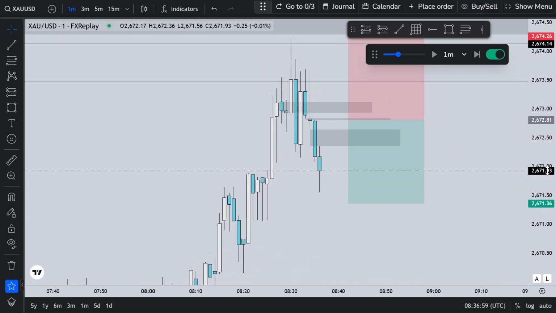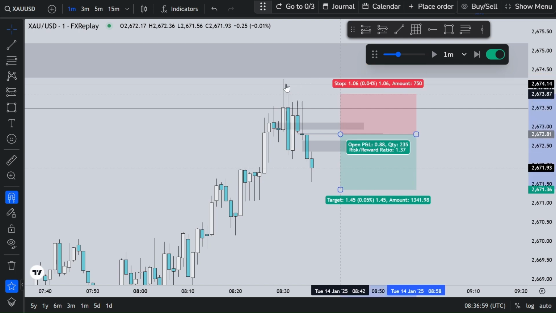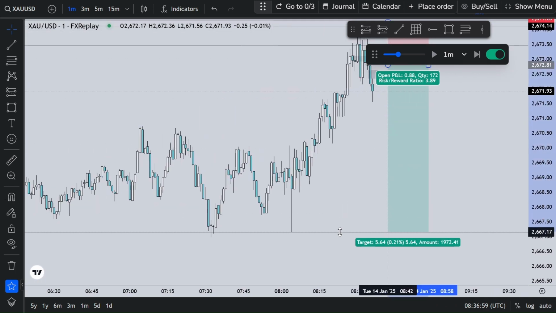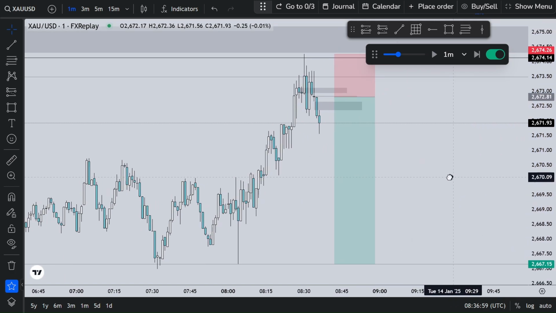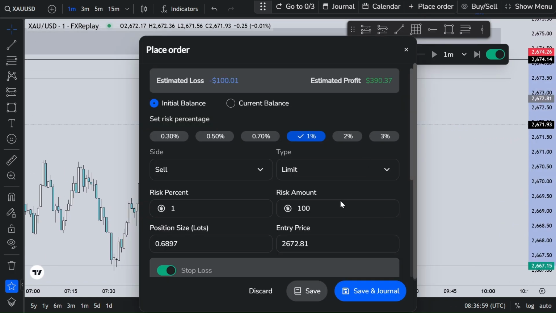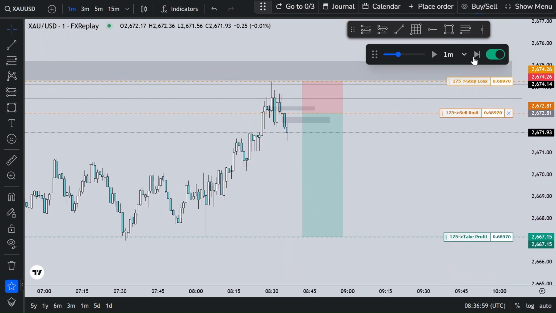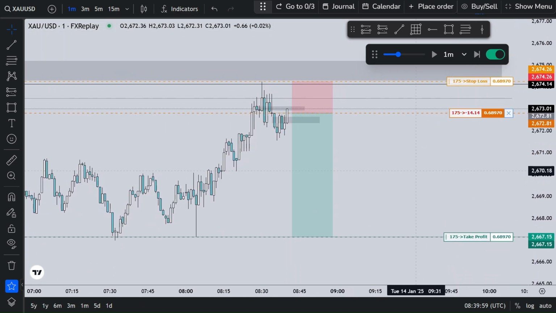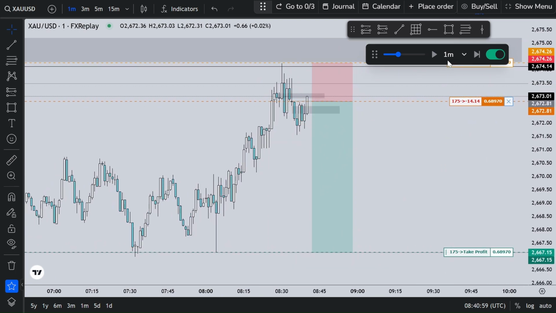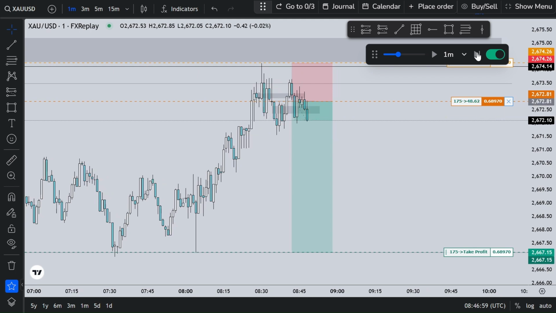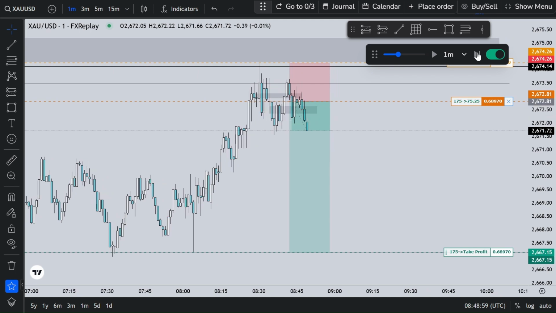So I entered on this, stop loss at the high, and then take profit was just our draw on liquidity down there. So place that order, and we'll see how it plays out. So we get entered here. Price plays around at our entry for a bit.